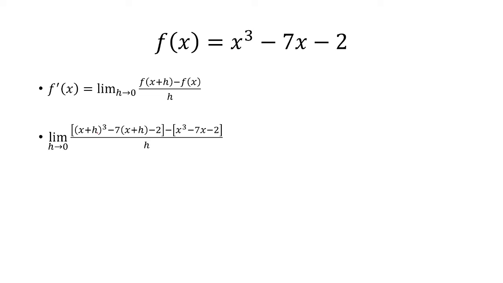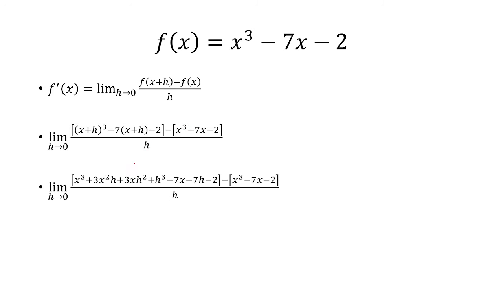We have x plus h quantity cubed minus 7 times the quantity x plus h minus 2. And then when we subtract f of x, you want to make sure to put a parenthesis surrounding the f of x, because the negative here is going to distribute to all the terms of f of x. And so we have all that over h.